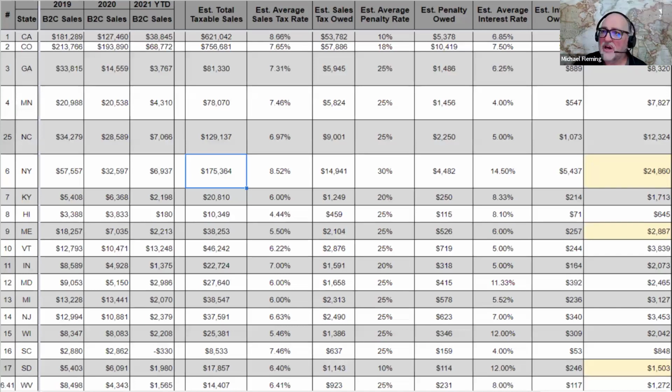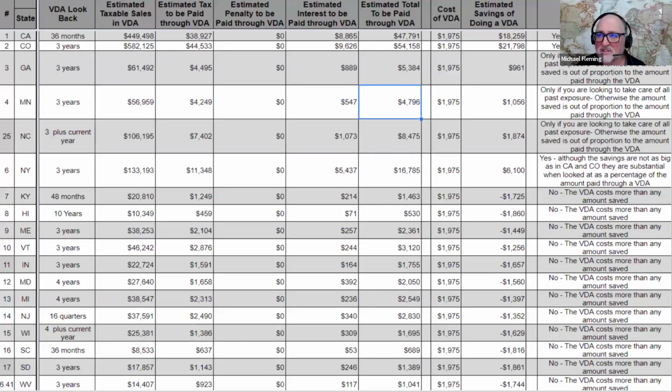Now, then we're going to go and look at the VDA look back period. Some VDAs are 36 months, some say 3 years, some say 3 years plus current years, some say 48 months, some say 4 years plus the current year. A state like Hawaii is an outlier. They go back 10 years for their VDA.